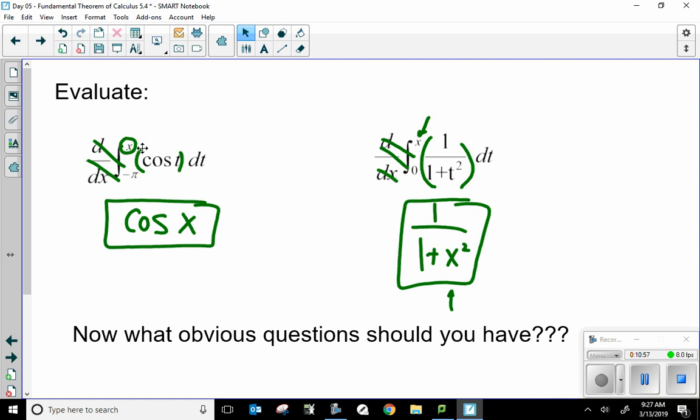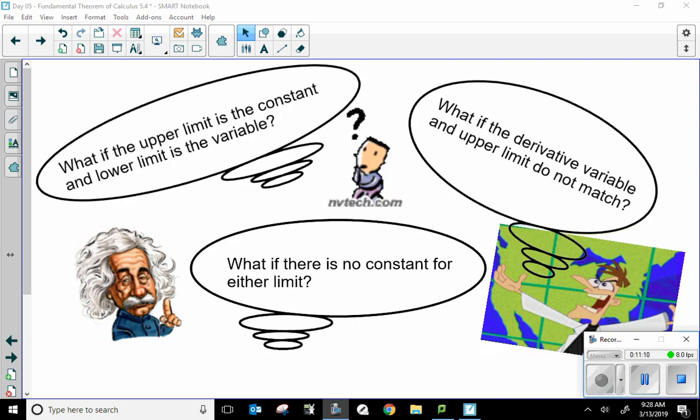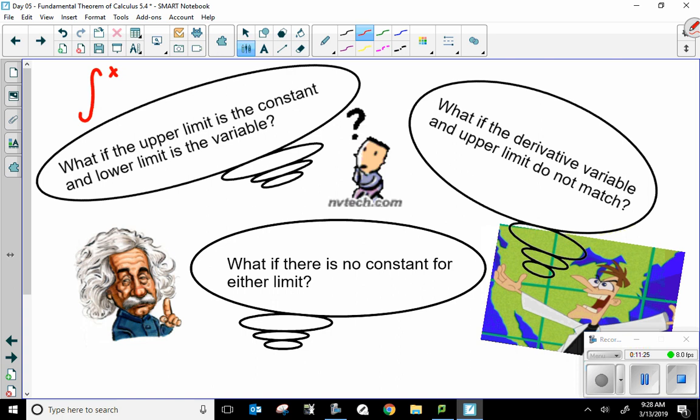Now, what obvious questions do you have? You should have questions that I know I would ask if I was a student. All right, and I am going to try to address those right now. Those questions should be the following. What if the upper limit is the constant and the lower limit is the variable? Like, the upper limit is supposed to be the variable, and the lower limit, let's call it 0, is supposed to be the constant. But what if that switches? What if this is my 0 and this is my x? Like, what happens?